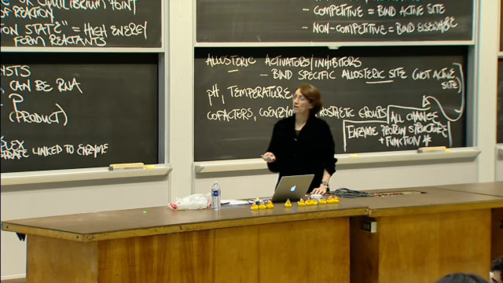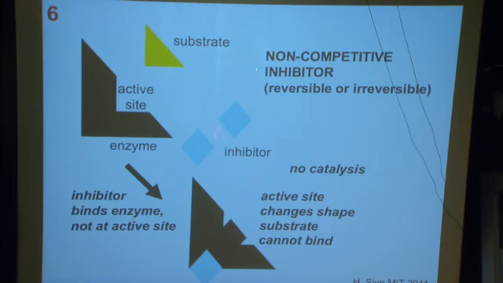Here's another one, a non-competitive inhibitor that doesn't look like a substrate and binds somewhere else on the enzyme, and in doing so changes the shape of the active site. So the active site now can't bind the substrate anymore because its shape has been changed.